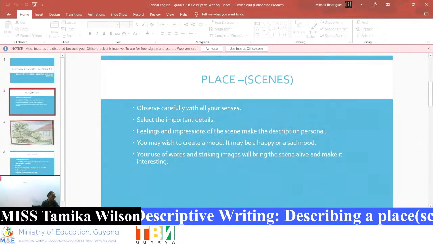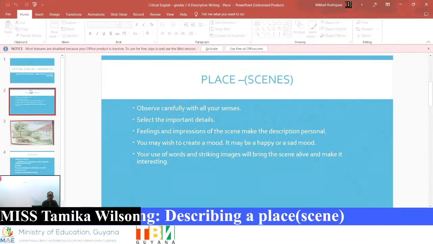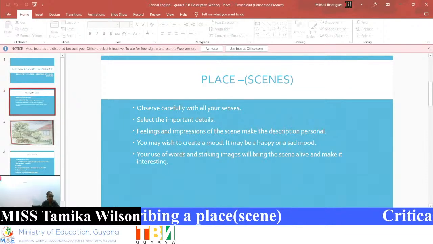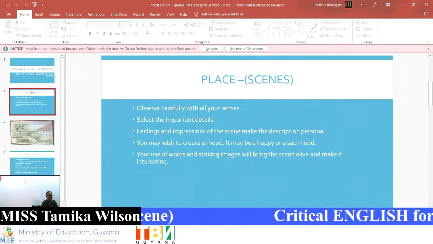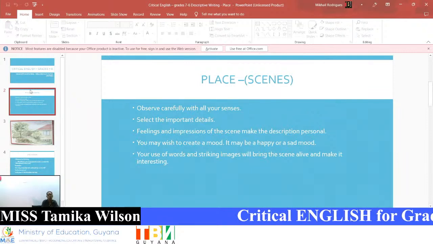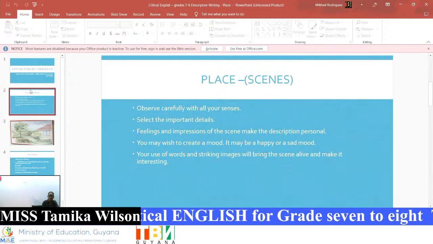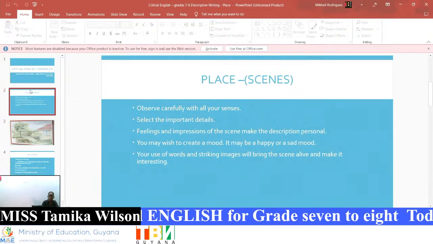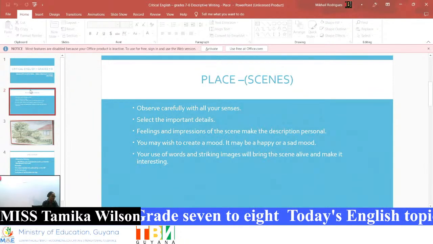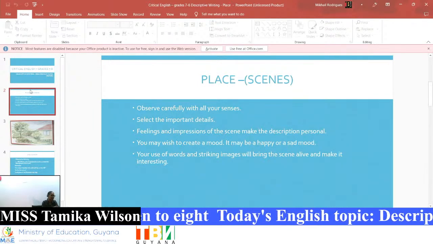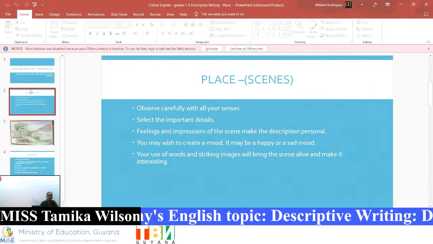Fourthly, we may wish to create a mood, and this mood could either be happy or sad, or something that is mild, and it's dependent on how we want to create the mood. So how do we want our readers to feel at the end of the reading? We use words to create that sort of mood. Then we want to use words and striking images that bring the scene alive and make it interesting. So you want to make sure that we utilize those words.